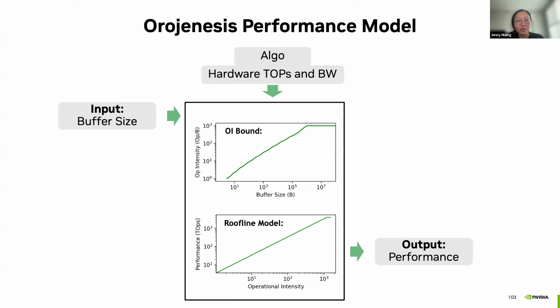So we now can directly combine these two models together, and craft this final performance bound with only the buffer size as input and the peak throughput performance as output. So we are eliminating the unknown operational intensity bound, which is dependent on the implementation.